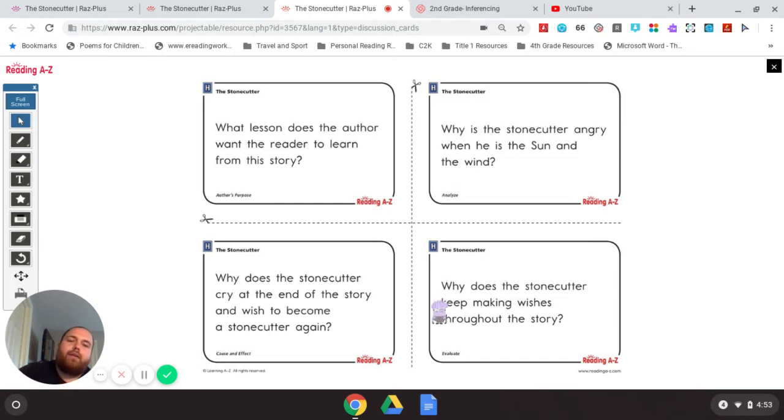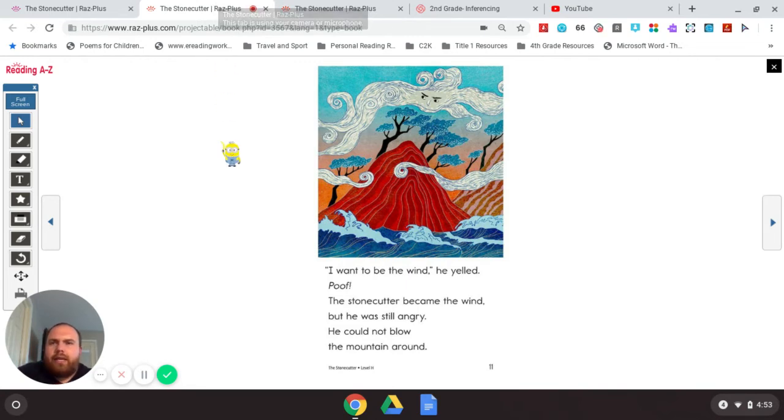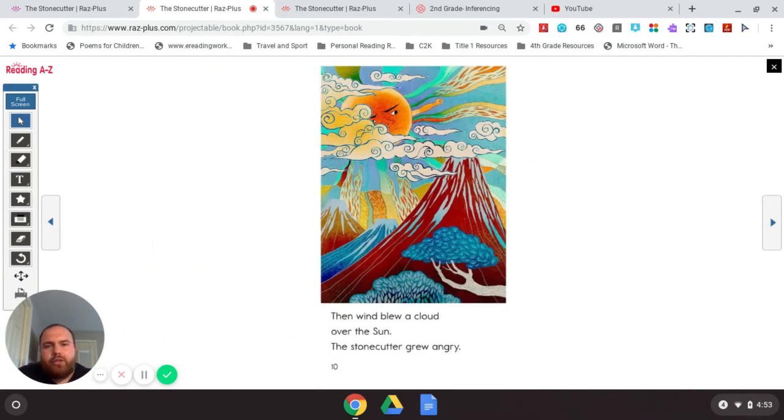Let's take a look at this question right here. Why does the stonecutter keep making wishes throughout the story? Now, this is one of those questions where the author doesn't come out and say, he kept making wishes because. That's something we have to figure out in our brain. Why did he keep making wishes?